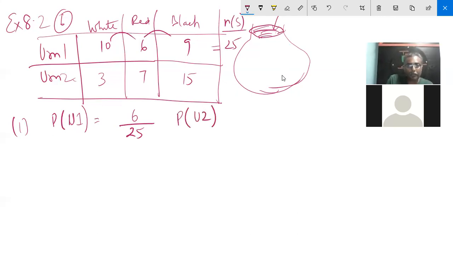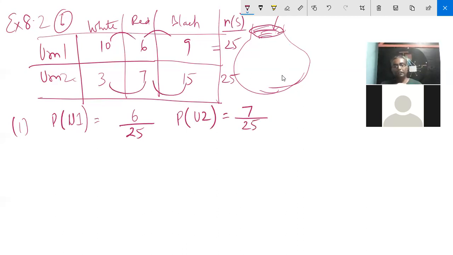Probability of picking a red ball from urn 2 is what? Both balls are of the same color. There are 7. Okay, favorable cases are 7. Then total number of cases is 15 plus 7, 22. 22 plus 3 is also 25. So 7 by 25. Okay.